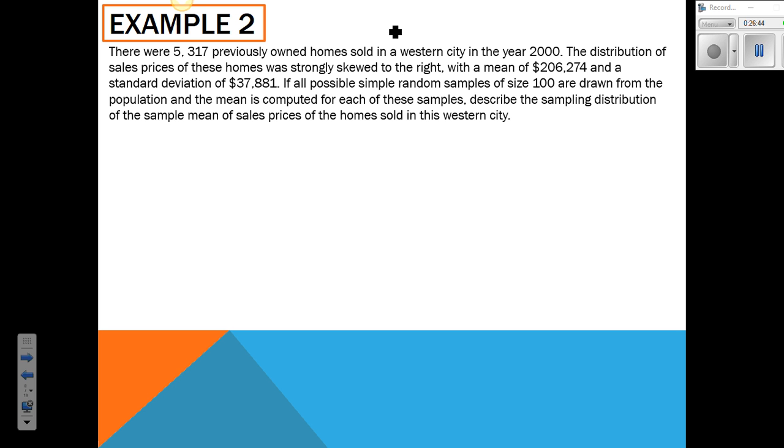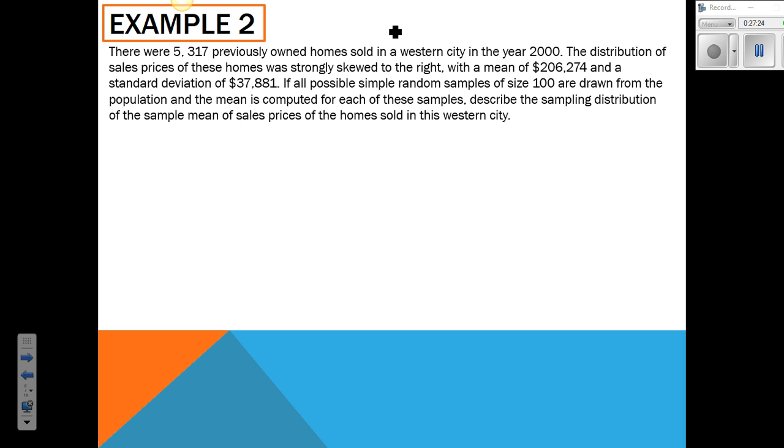All right. Okay, you guys ready to do this example? Example 2. There were 5,317 previously owned homes sold in a western city in the year 2000. The distribution of sales prices of these homes was strongly skewed to the right, with a mean of $206,274 and a standard deviation of $37,881. If all possible simple random samples of size 100 are drawn from the population and the mean is computed for each of these samples, describe the sampling distribution of the sample mean sale prices of the homes sold in this western city.